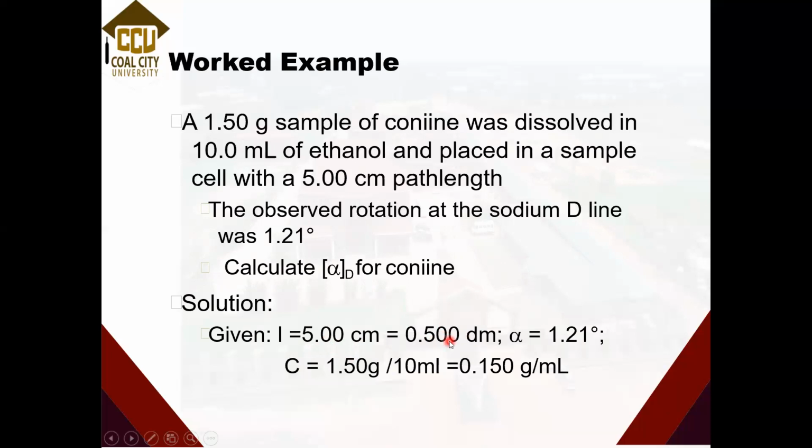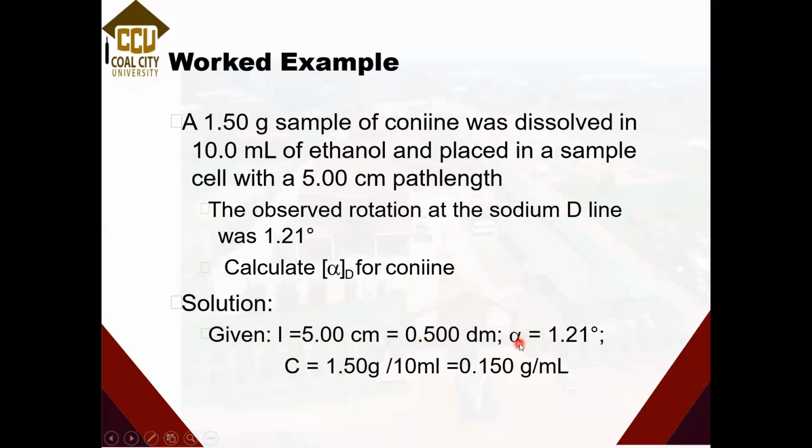Don't forget I told you that we must use our values in decimeter. So how do I convert from centimeter to decimeter? All I need to do is divide by 10. When I divide centimeter by 10, I'm going to get decimeter. Do not forget this. So 5.00 divided by 10 will give me 0.500 dm.